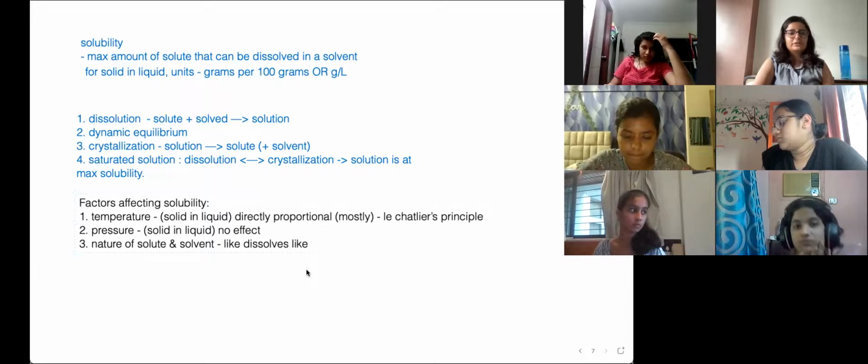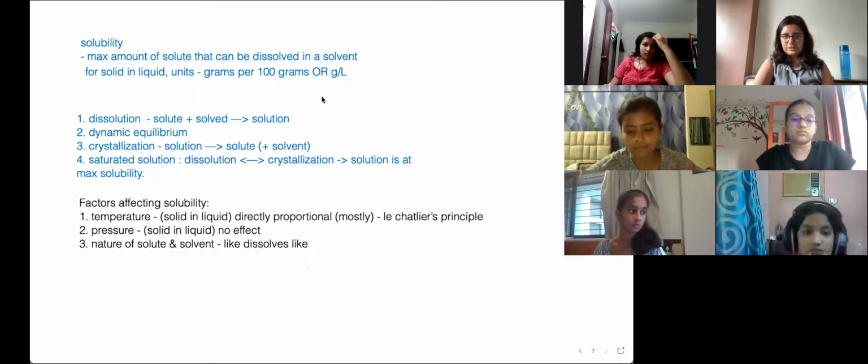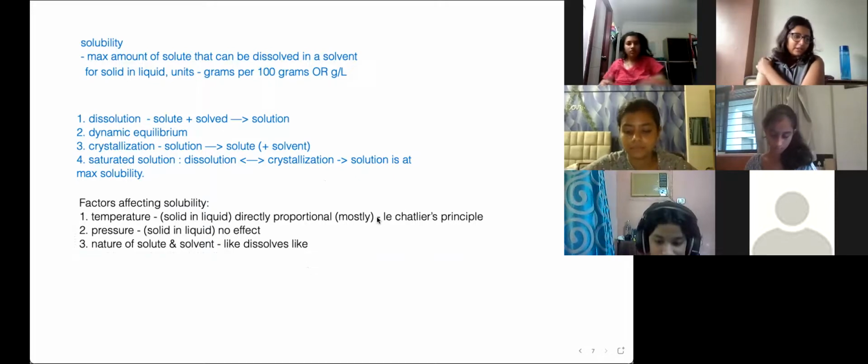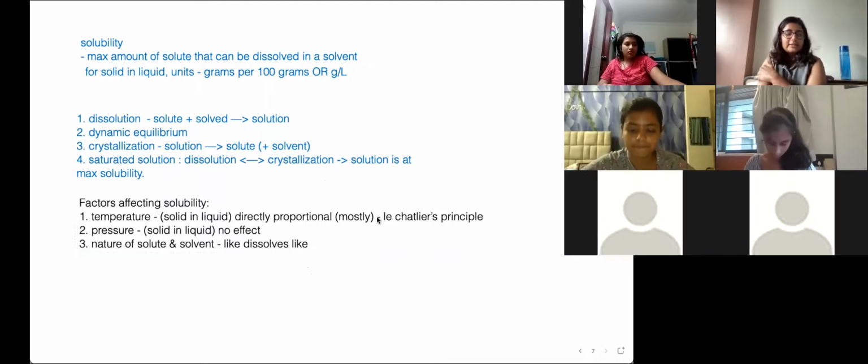So yeah, this is all about solutions of solids in liquids. Next, solubility of gases and liquids. I'll start from the next class because that's where our real work starts. We're going to have a lot of laws and numericals and questions and a lot of work to do with that.